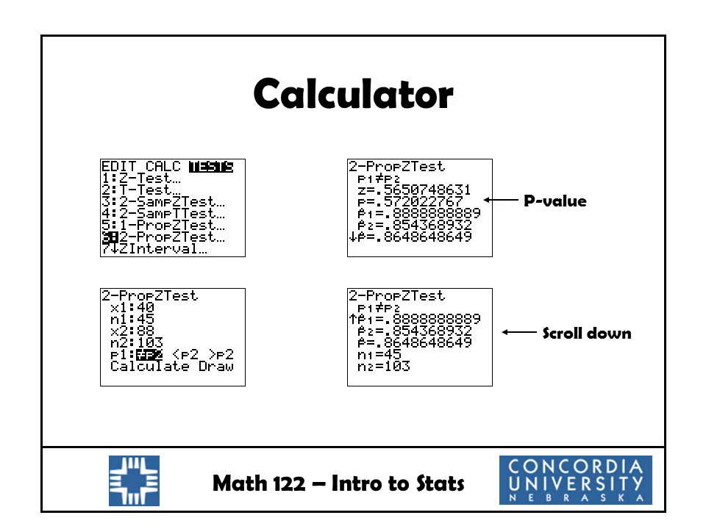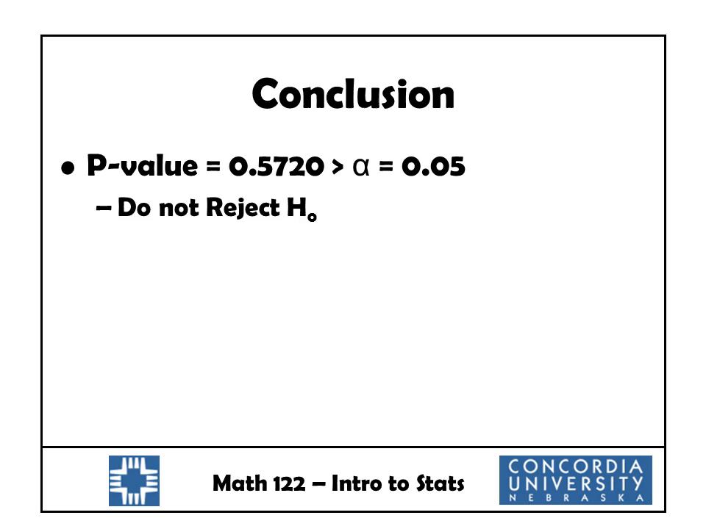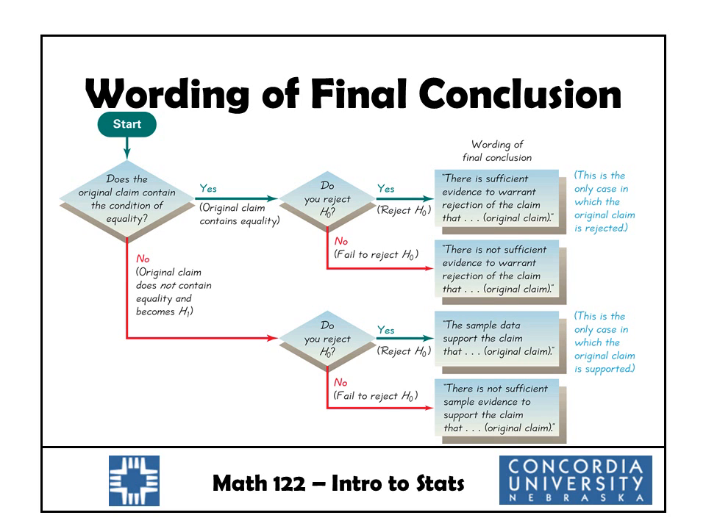If you scroll down, you'll see more information, n1 and n2. Again, that's just to verify that we entered things correctly. The really only important number here is the p-value, 0.57. So 0.57 is our p-value. Compare that to alpha. We'll use 0.05. The p-value is definitely greater than alpha, so we do not reject the null hypothesis.